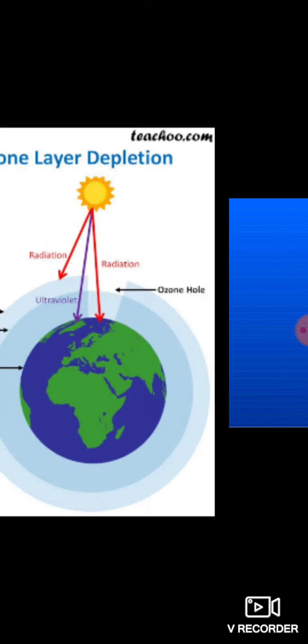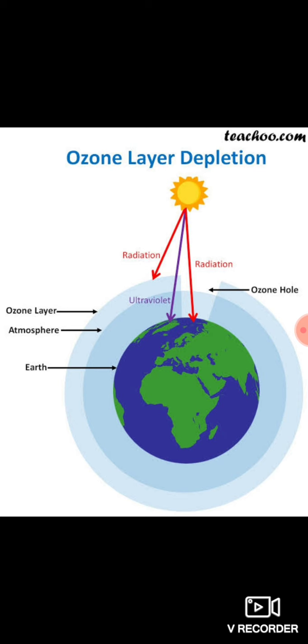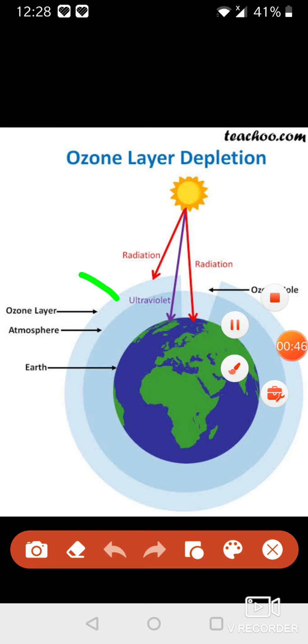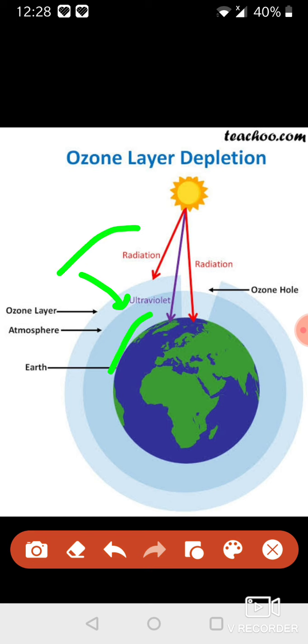Let's see the location of the ozone layer. The ozone layer is found above the surface of Earth. Its location is shown here. This layer is the ozone layer and it is found 20 to 35 km above the ground. It is present in between two layers of the atmosphere. The two layers are known as troposphere and stratosphere.